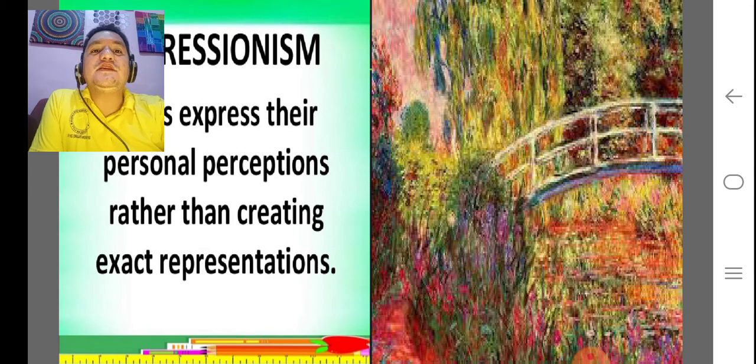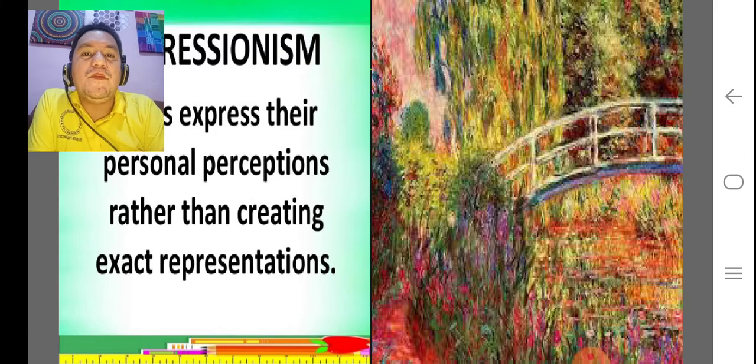Next, Impressionists expressed their personal perceptions rather than exact representations. For example, this bridge, wala naman kayong makikita na ganyang mismong bridge. So, it has something to do with their personal perceptions. Kung paano nila piniperceive ang isang bagay, that's how they draw it. Okay? That's how they paint it. I hope you got the idea.